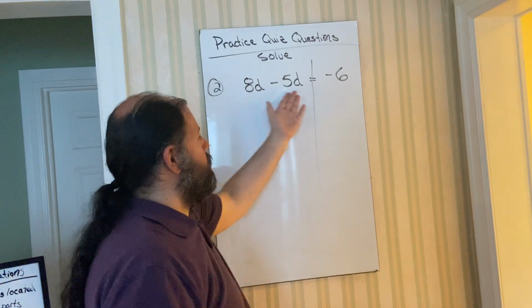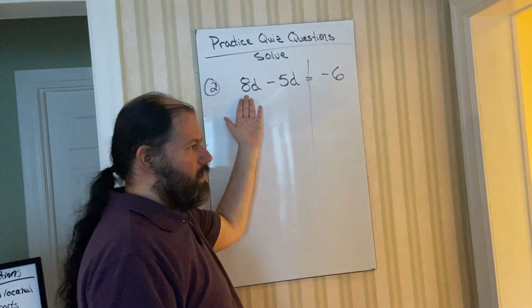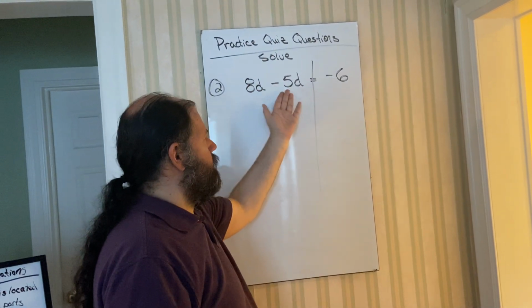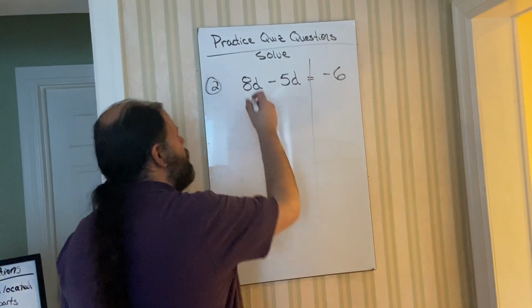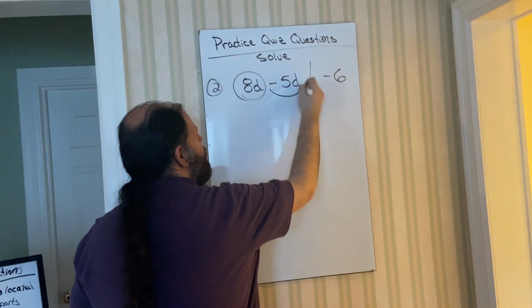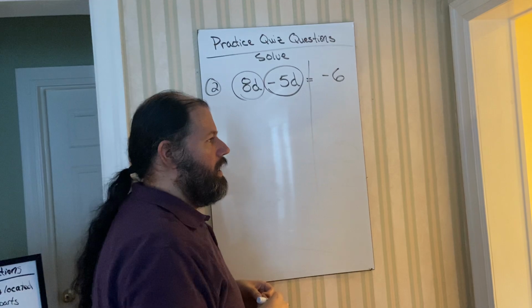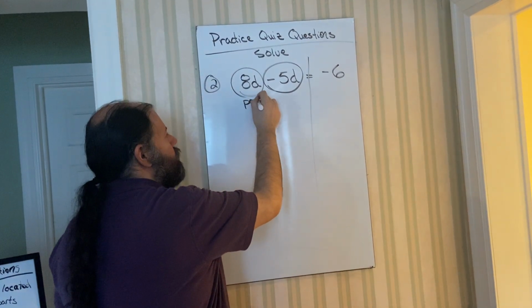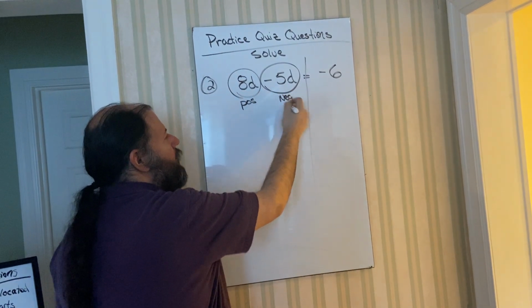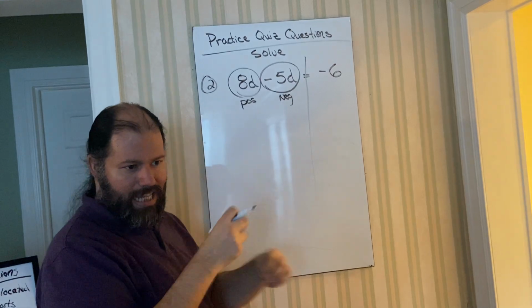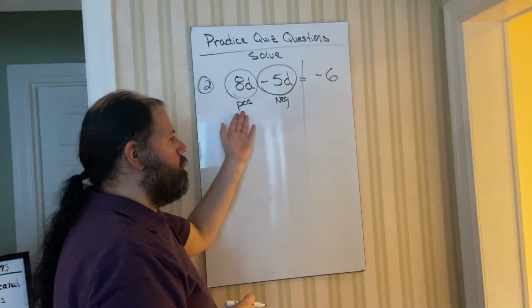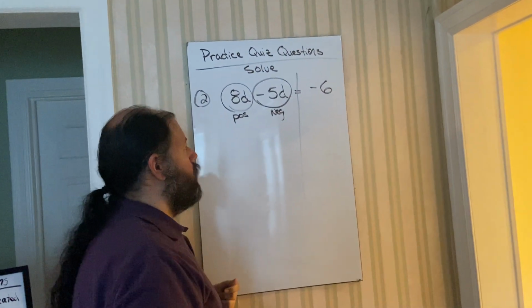Do I have any parentheses here? No. Do I have any like terms? Coefficient, variable? Yes. So this and this can be combined. This is a positive, this is a negative. Remember, I'm not changing any signs. I'm collecting, I'm circling. So when you have one positive and one negative, you know you subtract.